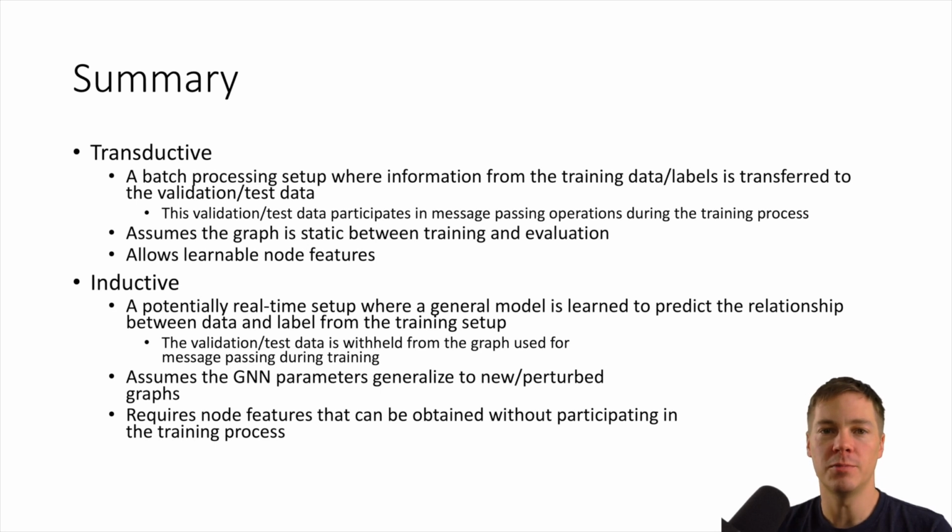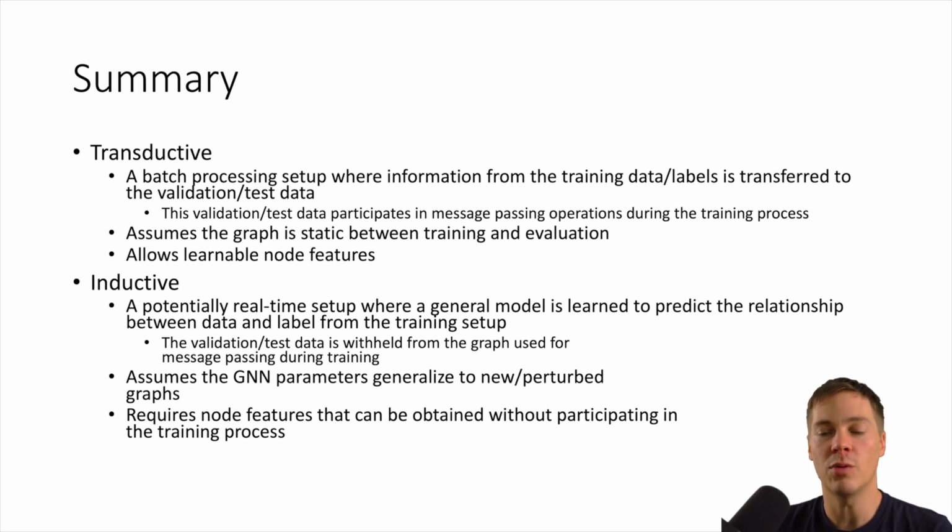In the inductive case, you potentially have a real-time setup where you can make an inference for a single node that's coming through the door right now. And you have this because you've learned a general model using the data and labels from the training setup. In that case, the validation and test data were withheld from the training process because you're trying to simulate what you're going to do in production, which is you already built your model and now you're applying it to new stuff. And you're assuming that the GNN parameters are fixed and will generalize to either new graphs or perturbed versions of the existing graph.